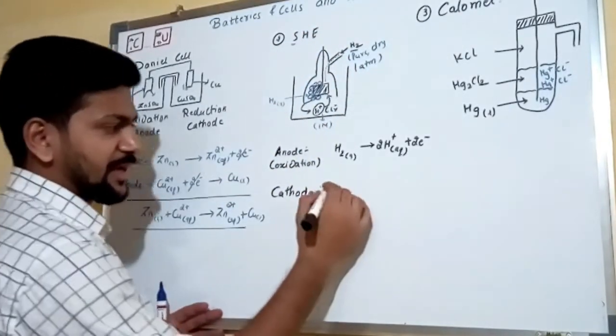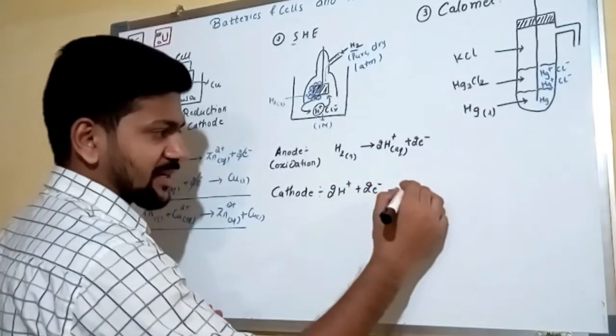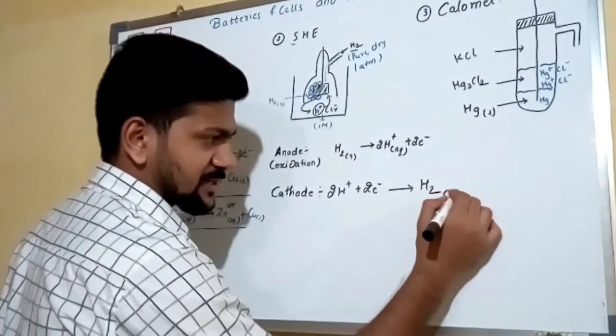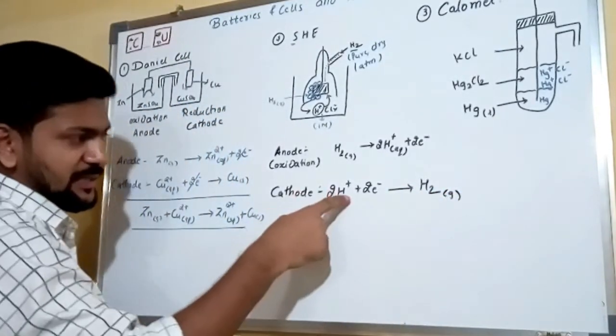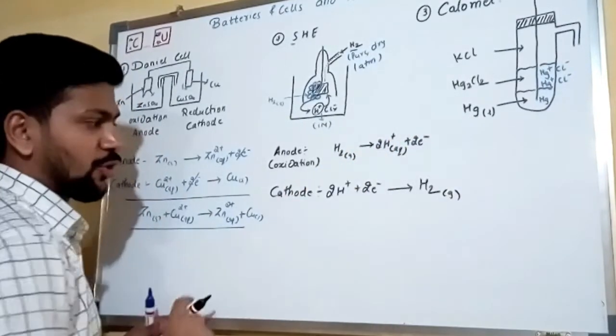So what will be the reaction? The reaction will be 2 times H plus accepting 2 electrons and getting converted into H2 gas. If you look very carefully, this reaction is simply the reverse of the upper reaction. Am I correct? So how can you remember?